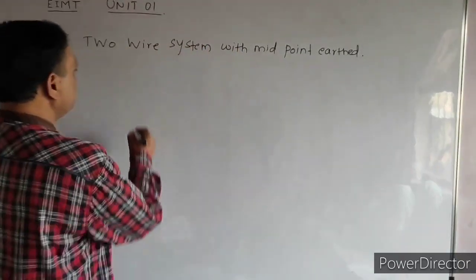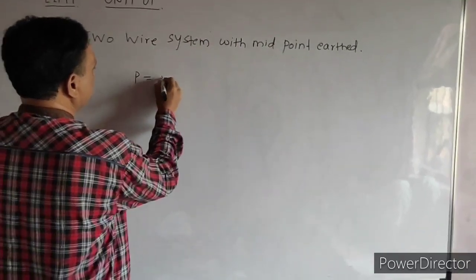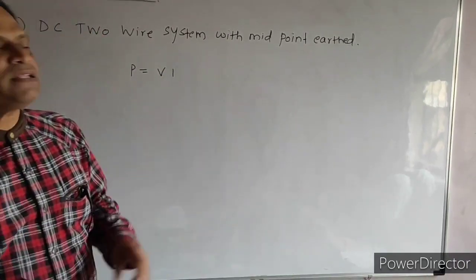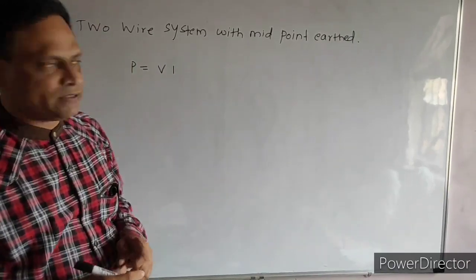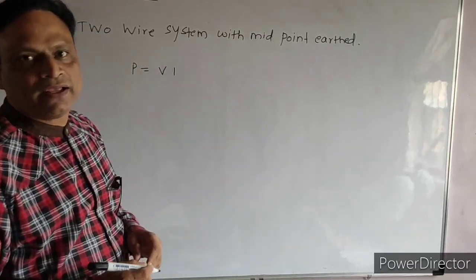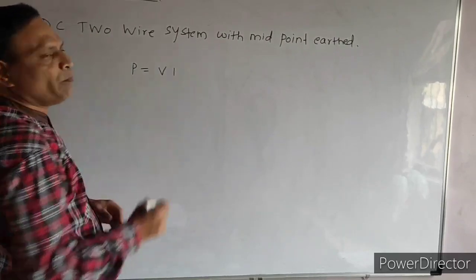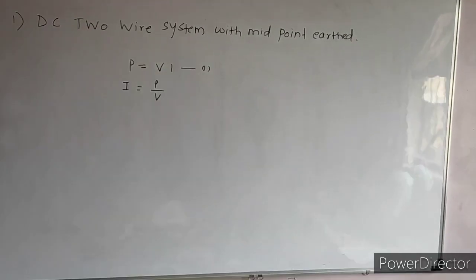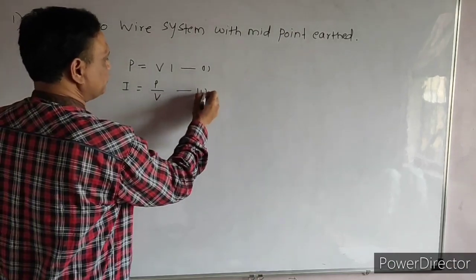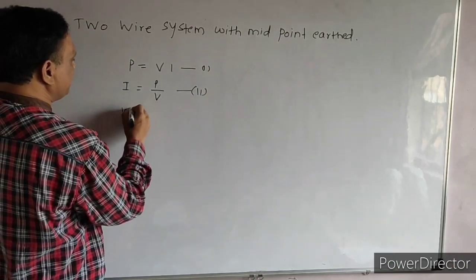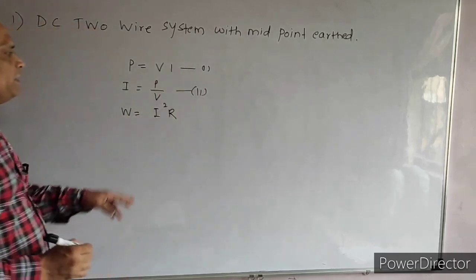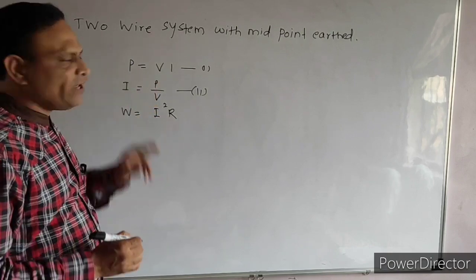So if it is a DC system, you know what is the formula for power. Power is nothing but V into I. So what is this V? V is the voltage between the two conductors, right? I is the current flowing through the conductors. So P is equal to V into I, this will be the first step. Second step will be I is equal to P upon V. Now the third step will be calculate the loss. So loss we have already stated in terms of W, and W will be I square R. So this I will be P upon V.